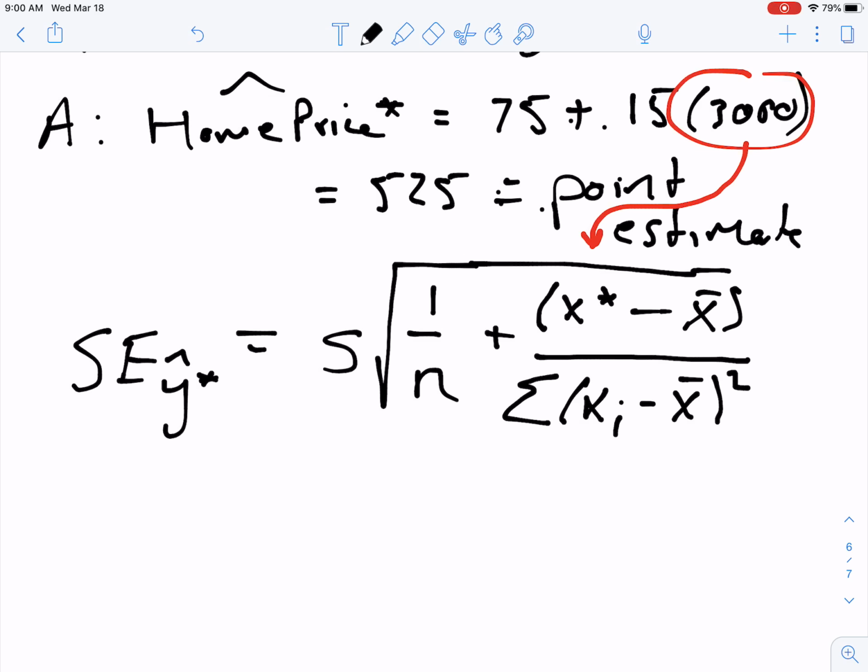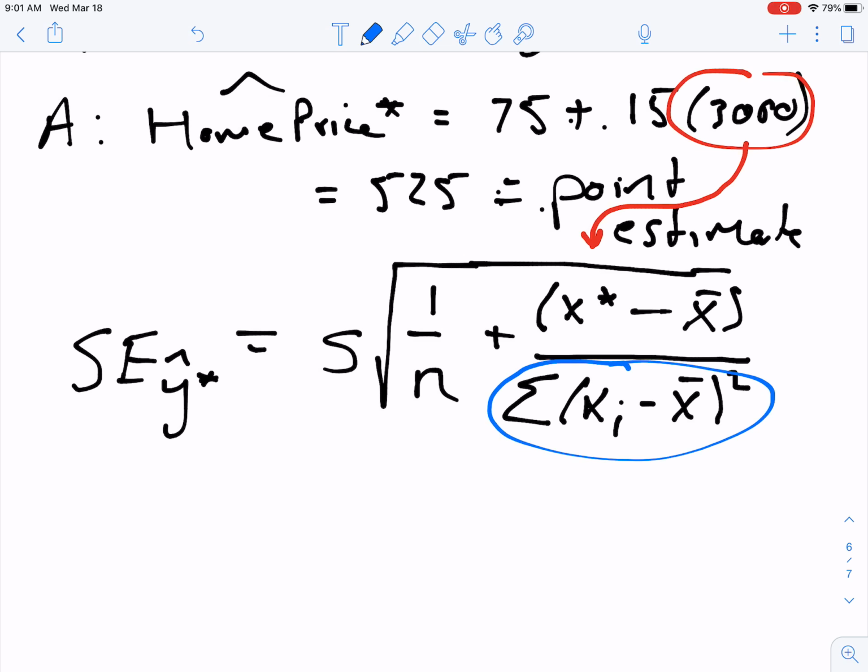This bottom is a measurement of the total variation in x. If I have a lot of variation in x, then I have a lot of information about x values and y values that are far away from x bar. And then I'm going to have less of a penalty for moving away from x bar because this number is going to get bigger. And that's going to help me because a big variation in x means I have a lot of information about different values of x.